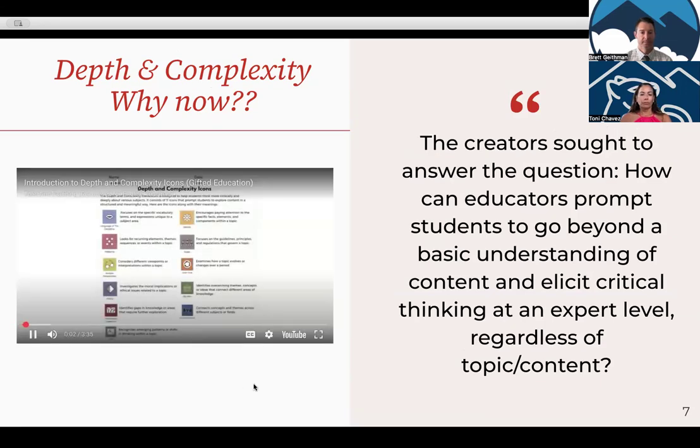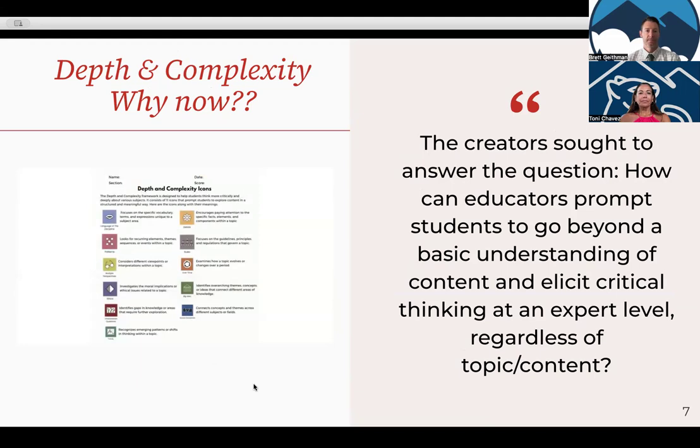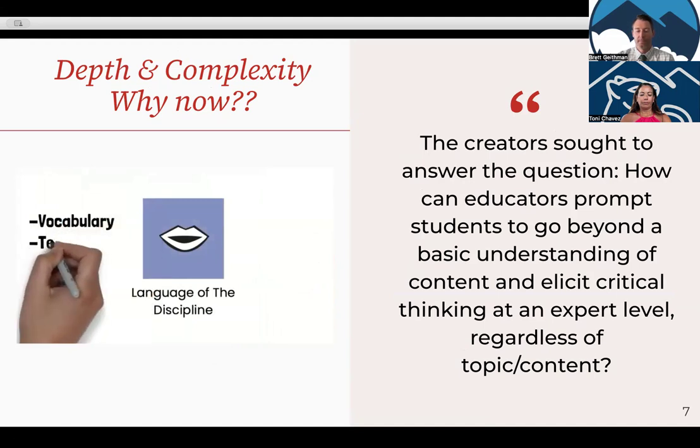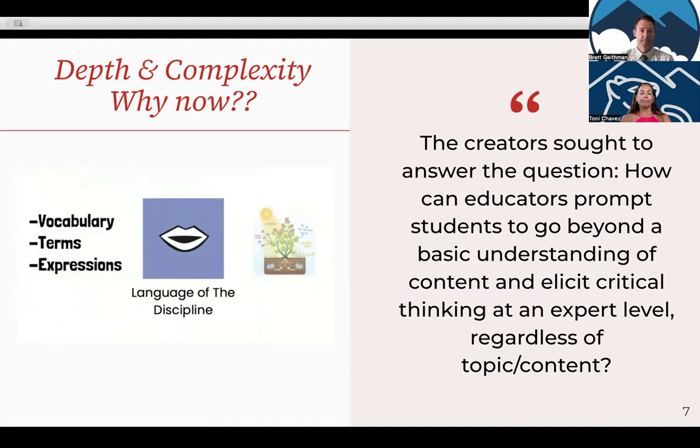The Depth and Complexity Framework is designed to help students think more critically and deeply about various subjects. It consists of 11 icons that prompt students to explore content in a structured and meaningful way. Here are the icons, along with their meanings. Language of the discipline, meaning focuses on the specific vocabulary, terms, and expressions unique to a subject area. Example, using scientific terms like photosynthesis and chlorophyll in a biology lesson.